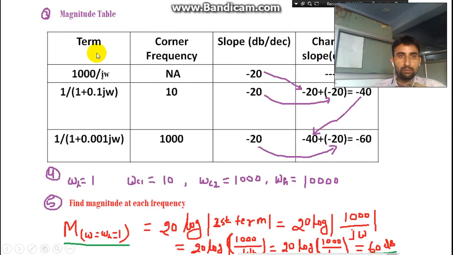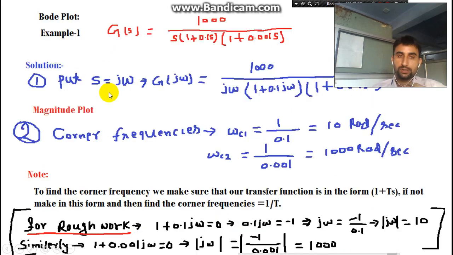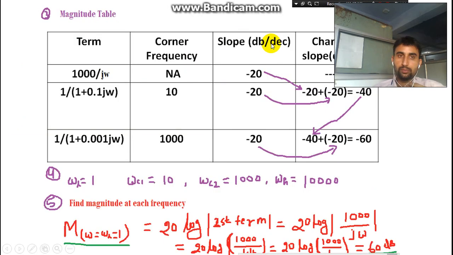The magnitude table has four columns: term, corner frequency, slope, and change in slope. The terms will depend upon how many terms there are. For example, if we have only three terms, the constant is considered the first term, then the second term and third term, and the order of the terms will depend upon the corner frequency. Keep them in increasing order.